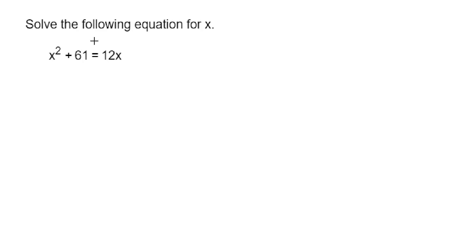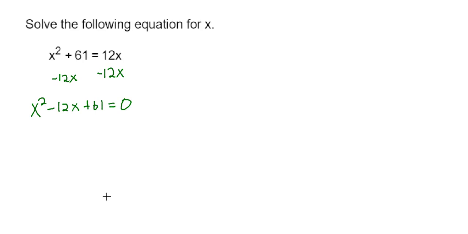Something a little bit different about this problem is we have to get it equal to 0 first, so that b is not equal to 12. I see that mistake all the time on the test. Students right away just say, oh, that's a, that's b, that's c. It has to be equal to 0 first before you can make that call. So subtract the 12x back to the other side first. So we get x squared minus 12x plus 61 equals 0.